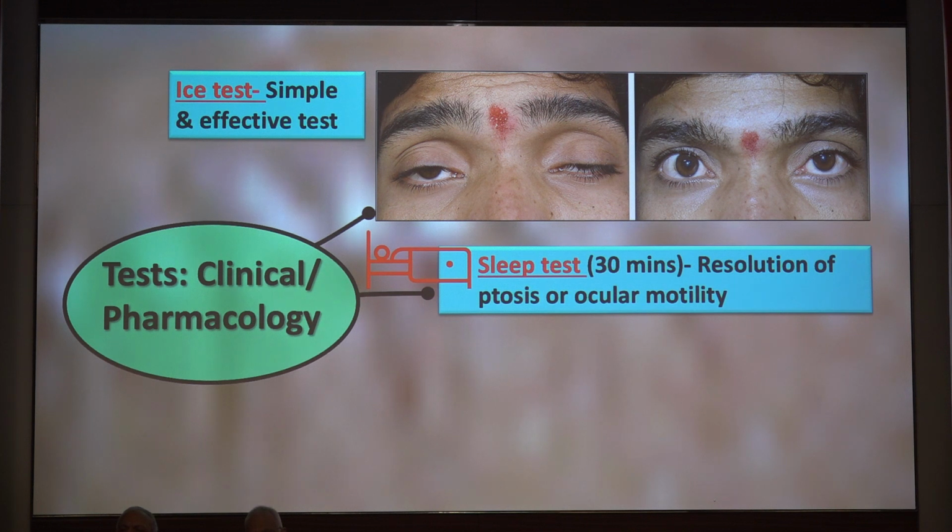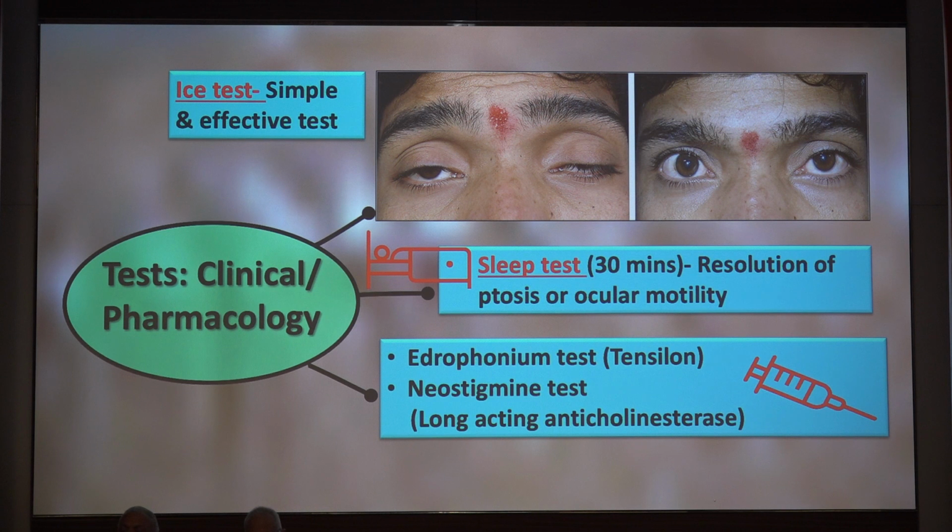The other is the sleep test, where after 30 minutes you can see a resolution of ptosis or even ocular motility. Many a time when you're dilating the patient, you can tell him to close his eyes and rest and check him immediately after 30 minutes. That's one thing which you can do. And the other important thing is especially the history. In the morning when the patient gets up or after an afternoon nap, ask him how his eyes are. Does he feel much better? That's one way to detect the sleep test which they do at home.